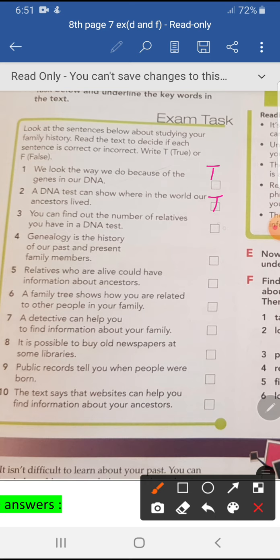2, true. 3, false. 4, false. 5, true. 6, true. 7, true. 8, true. 9, also true. And 10, true. Okay.